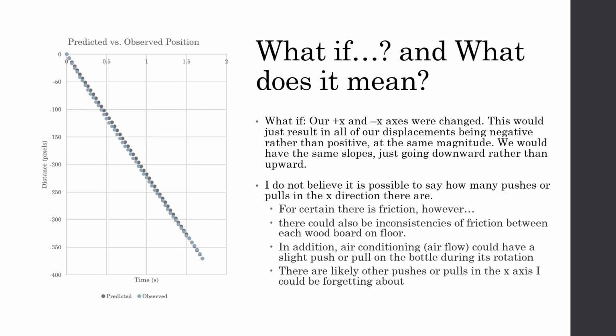Now, is it certain to say how many pushes or pulls in the x direction there are? So we know for sure there's friction, but there could also be some inconsistencies between each wood board, or maybe some airflow from, like, air conditioning. And some other pushes or pulls I am failing to think of at the moment.